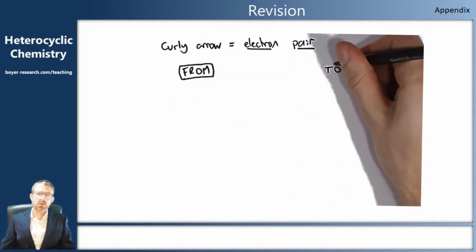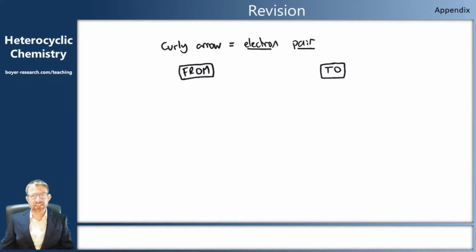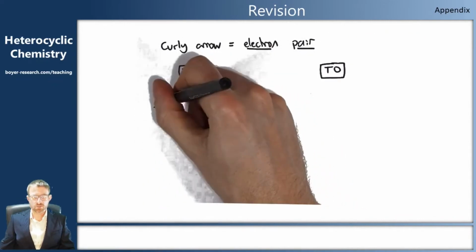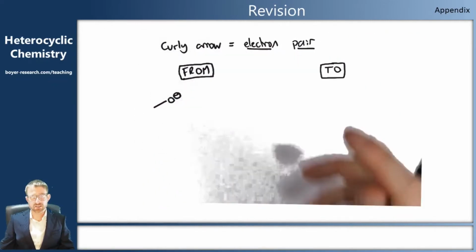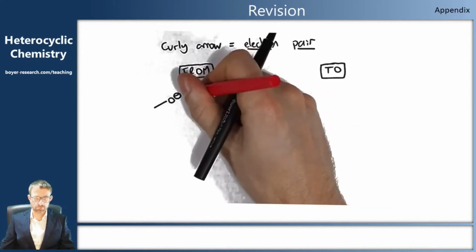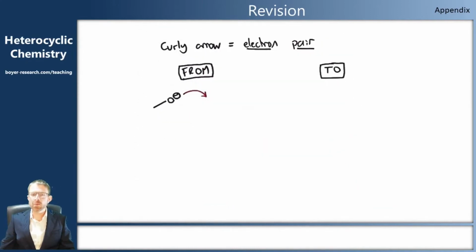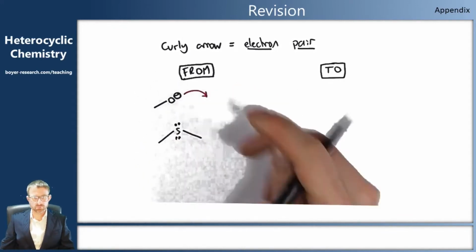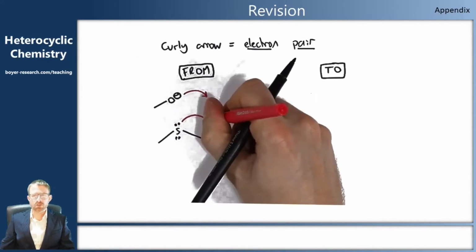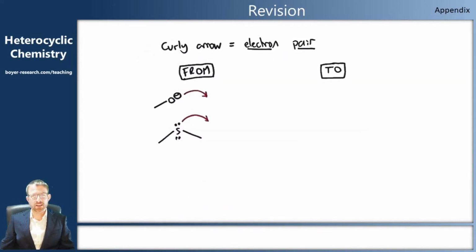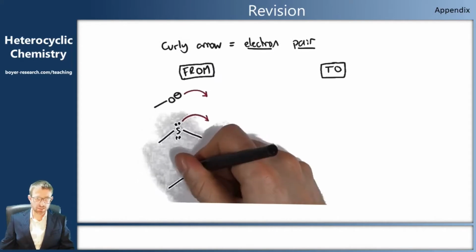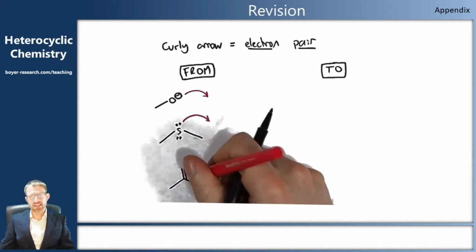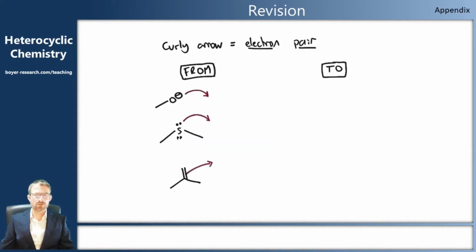So, where do we find electrons? Well, in a negative charge there are two electrons, so we can draw our arrow coming from the minus of a negative charge. In lone pairs there are two electrons, so we can draw our arrows coming from the lone pair. And in filled bonds we have electrons, so here the pi bond can use its two electrons to attack, and therefore we can draw an arrow coming from there.